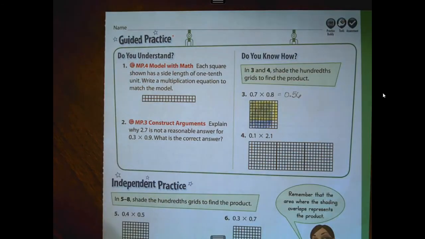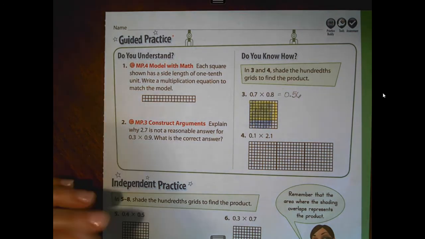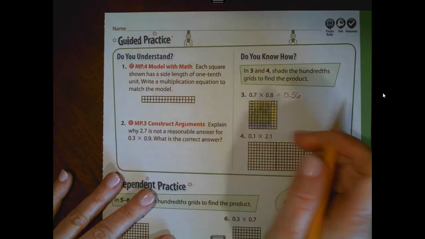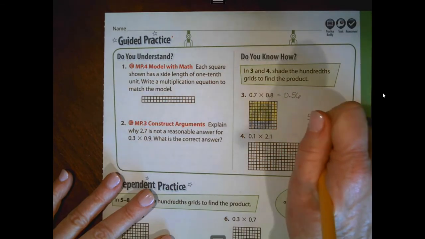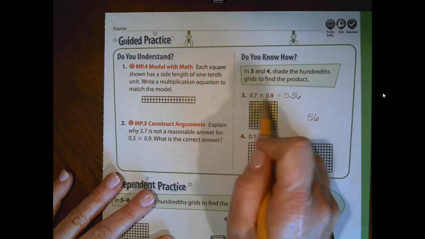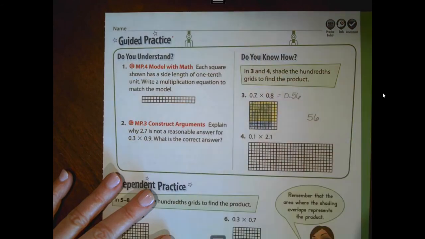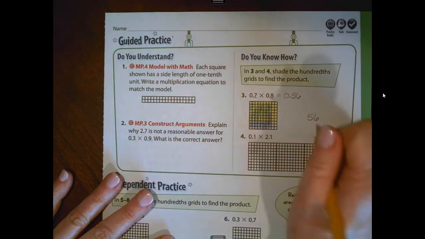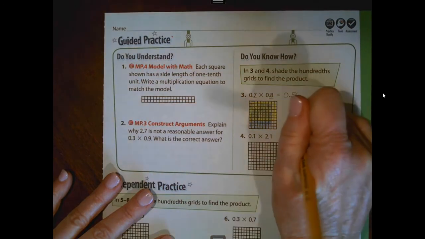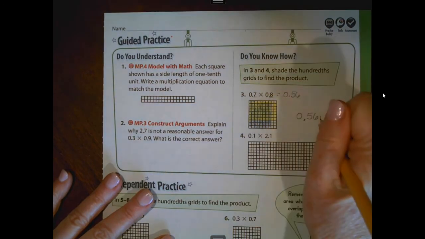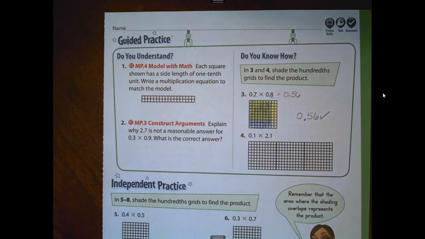All right, now let's check that with the standard algorithm. So we're just pretending these are whole numbers. So that's true that 7 times 8 is 56. We have 1 decimal place in this factor, 1 decimal place in the other factor. So I'm going to put in 2 decimal places in my product. I need a 0 for my whole number, and I just checked my answer with the standard algorithm.